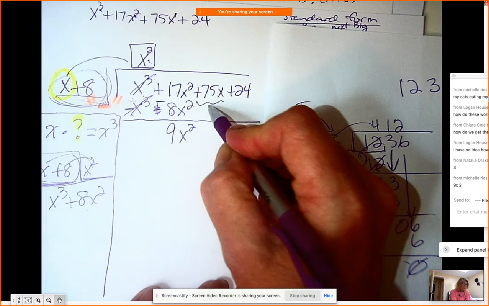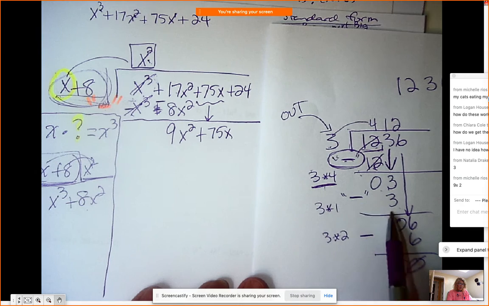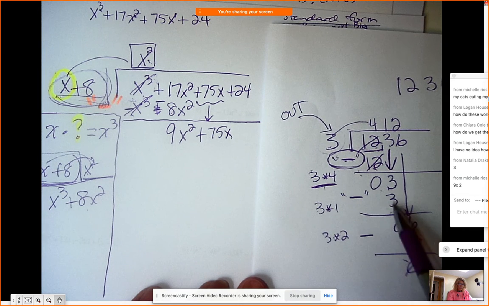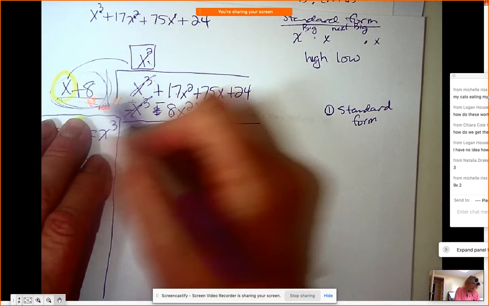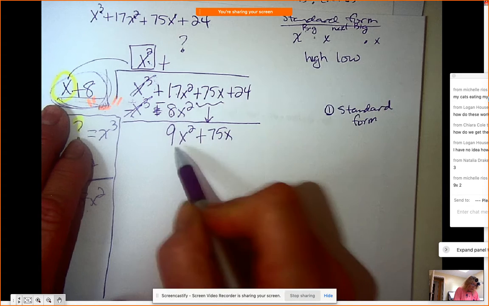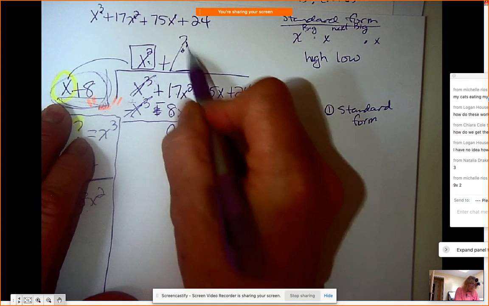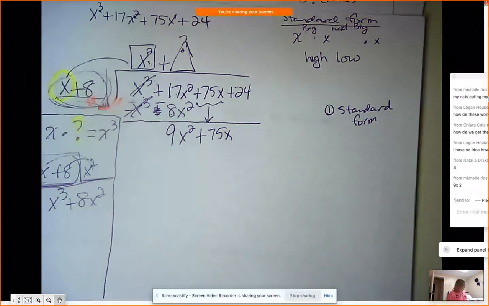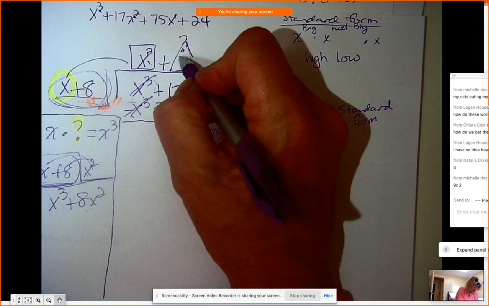Here's my next term. It needs to drop down, so write plus 75x. Then we go through the same steps. What do I need to multiply 3 by to force it to be exactly that number? So I have x. I need to multiply it by something to make it equal 9x squared. What needs to be here in the triangle? Take a guess. 9x. Thank you. And say it like you mean it. Go on. Thank you, Audrey. 9x. I agree. If it's wrong, I'll tell you you're wrong.